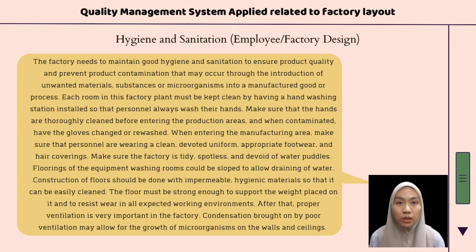Flooring of the equipment washing rooms could be sloped to allow draining of water. Construction of floors should be done with impermeable, hygienic materials so that they can be easily cleaned. The floor must be strong enough to support the weight placed on it and to resist wear in all expected working environments. After that, proper ventilation is very important in the factory. Condensation brought on by poor ventilation may allow for the growth of microorganisms on the walls and ceilings.